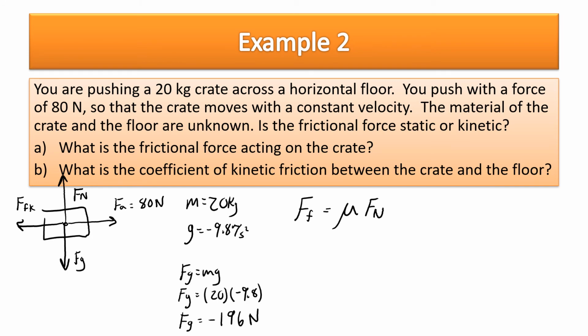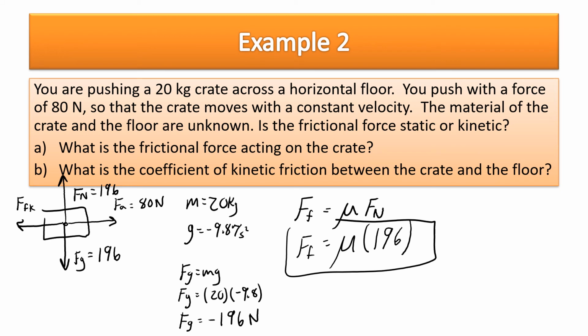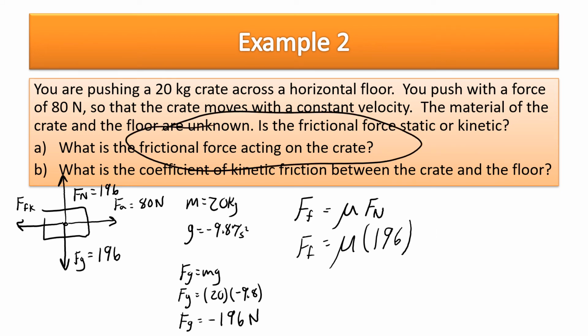And I know that this is 196 and the forces are balancing each other out. So the normal force is 196. So let me write that over here if my pen lets me. 196. Oh, but I don't know the coefficient. And they're asking for the frictional force. So there's two unknowns, and I can't use this to find the frictional force. So what the heck do I do?